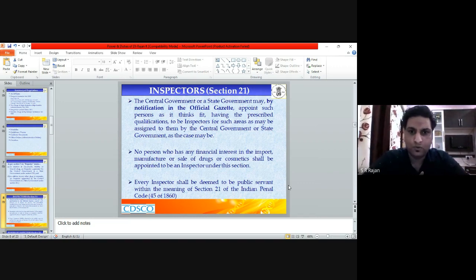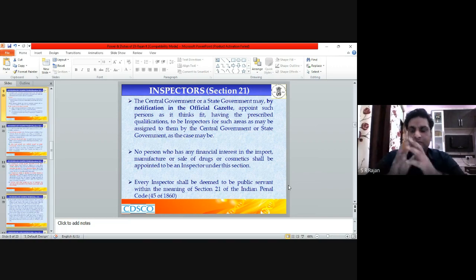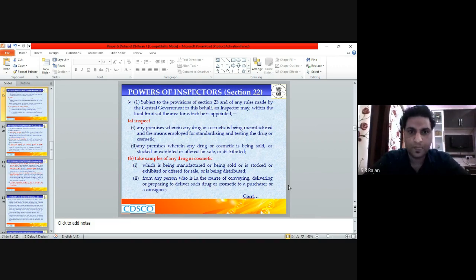No person who has a financial interest in the import, manufacture, or sale of drugs or cosmetics shall be appointed to be an inspector under this section. If someone has manufacturing sites or retail or wholesale, then he will not be eligible for being an inspector. Further, every inspector shall be deemed to be a public servant within the meaning of section 21 of the IPC. The drug inspector is also considered a public servant.